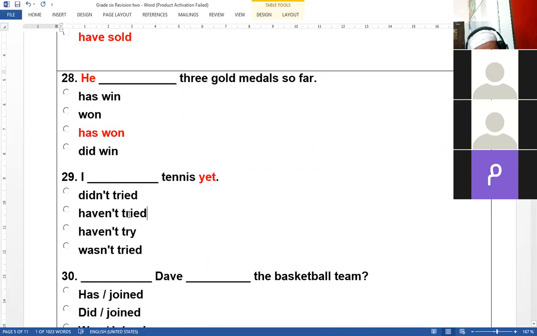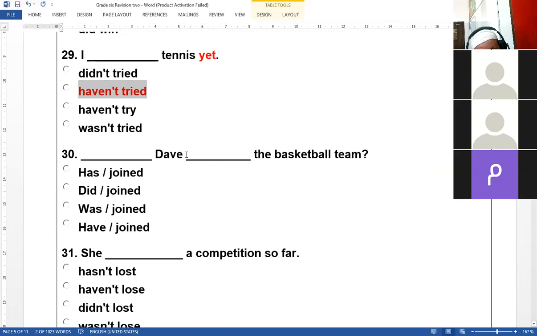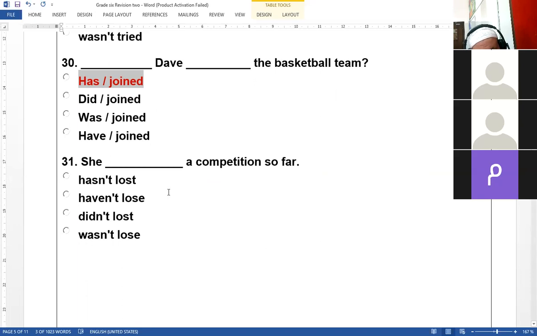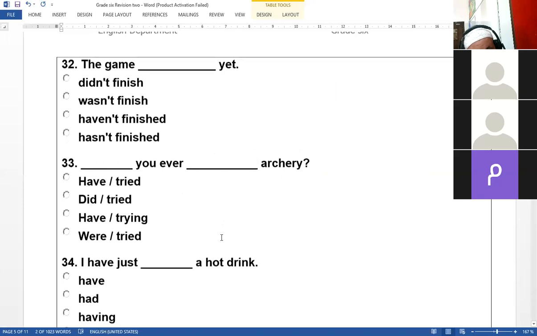Muhammad Abdullah Ghloom first. Yes, teacher. Dave is one person. Has or have? Has. So this is the answer, right? Do you understand? Yes. Has Dave joined the basketball team? Next one, Muhammad. She a competition so far. Has or hasn't? Hasn't. Hasn't lost.